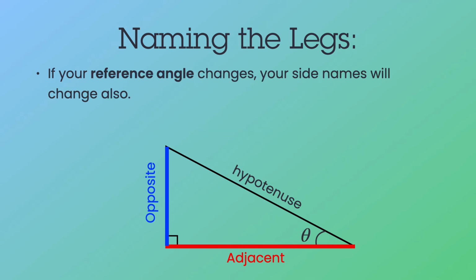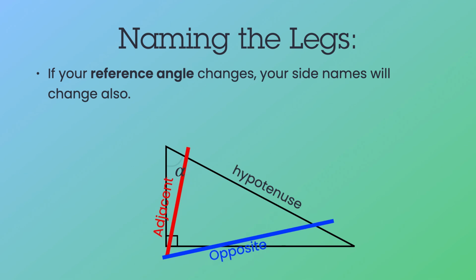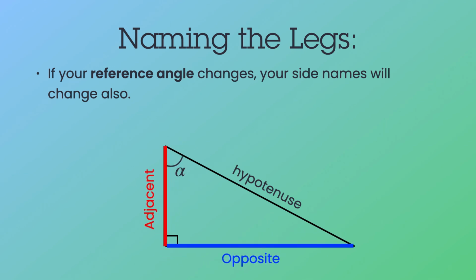Now if your reference angle changes, you'll need to change your side names also. So let's bring alpha back in, that top left corner. If we take theta away and alpha is our reference angle now, notice what happens with our sides. The opposite side is now the bottom because that's the one that's across the triangle from alpha. But the hypotenuse never changes. It's always across from the right angle.